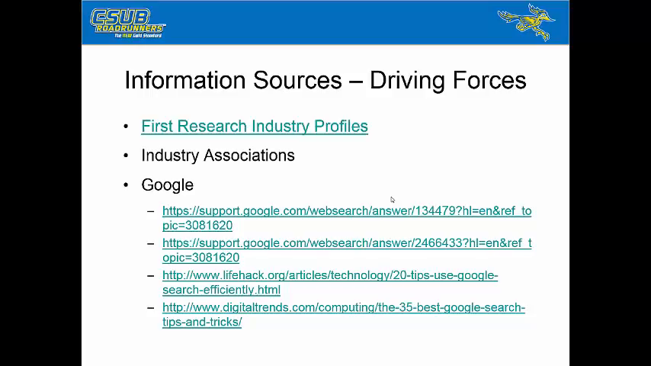Great information sources here. I think I already showed you guys last time some of these links to search tips for Google. Industry associations, there's a gazillion industry associations out there for any industry you could possibly imagine, and they have great information on their websites. And then First Research Industry Profiles is a great resource that we have a database in our library here that once I get done with the rest of these slides, I'll show you a short webinar about that, which shows you how to go through and navigate that database.